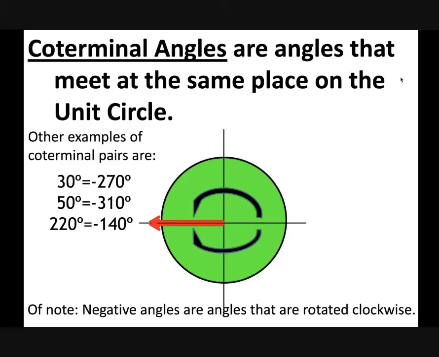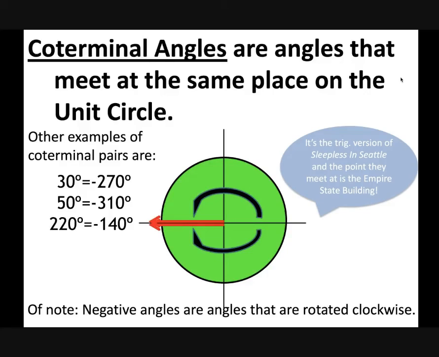Oh, no, that's a typo. Sorry, you would have to rotate negative 330 in order to reach the opposite side. That will be corrected on the slide. If you were to rotate 50 degrees, you would have to rotate negative 310, and 220 degrees, you would have to rotate negative 140. I like to think of this as the trig version of Sleepless in Seattle, and the point where they meet is the Empire State Building.